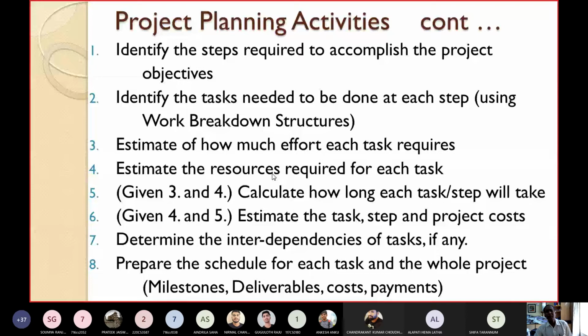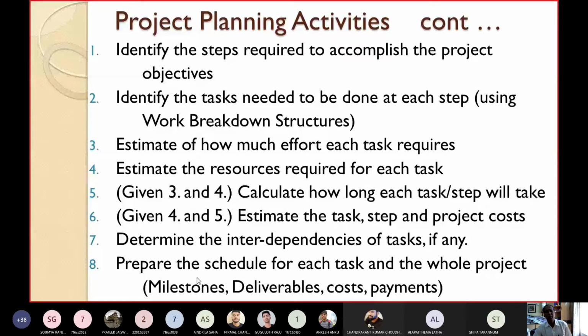Then calculate how long each task or step will take. Given steps 3 and 4, calculate how long each task or step will take. Then, given steps 4 and 5, estimate the different tasks, steps, and finally the project cost. So the objective is to estimate the cost that will be required to develop the project. Then determine the interdependencies of tasks, if any, whether there is any dependency between two tasks, that we have to decide.